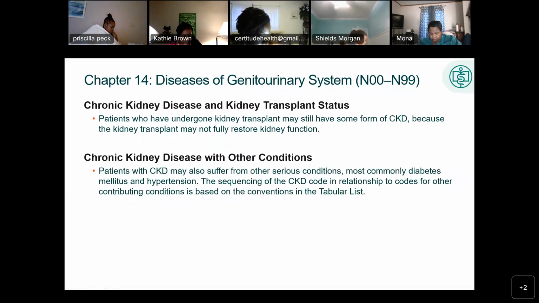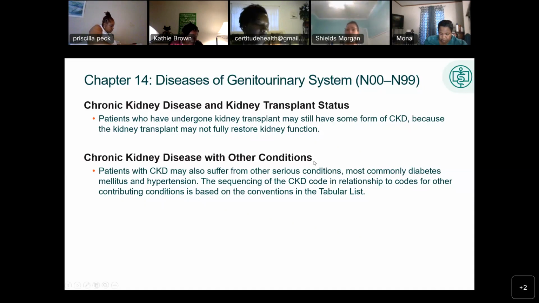Now looking at the next guideline, number 2, chronic kidney disease and kidney transplant status. Patients who have undergone a transplant may still have some form of CKD because their body is trying to restore function. I know 2 people recently here that were able to get kidney transplants from MUSC. Two young guys actually, mid 30s or so. But even though they had new kidneys, they still had to do dialysis for a little while so their bodies could adjust to the kidneys functioning.